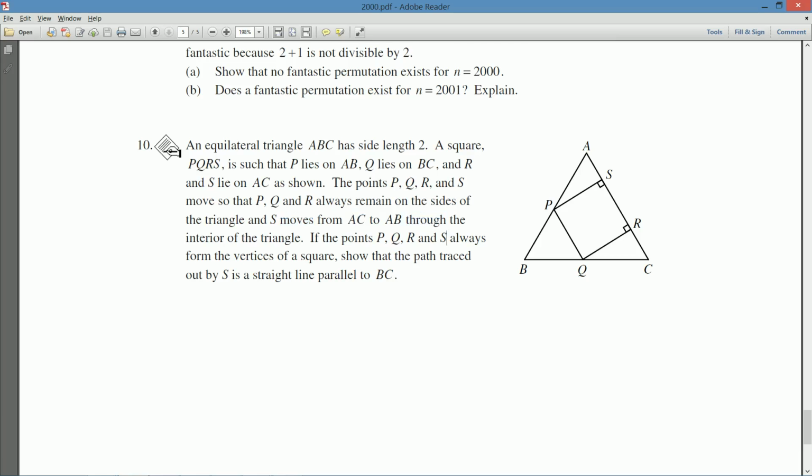If the points P, Q, R, and S always form the vertices of a square, show that the path traced out by S is a straight line parallel to BC. Okay. So P, Q, R, and S always form the vertices of a square.